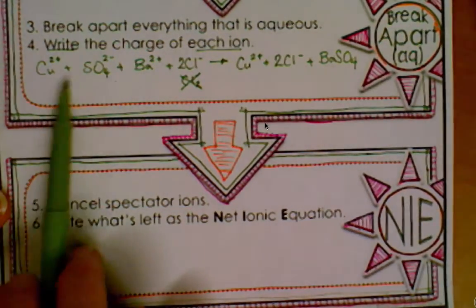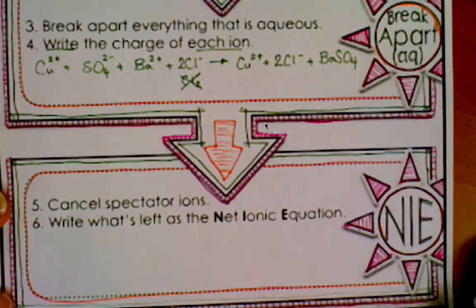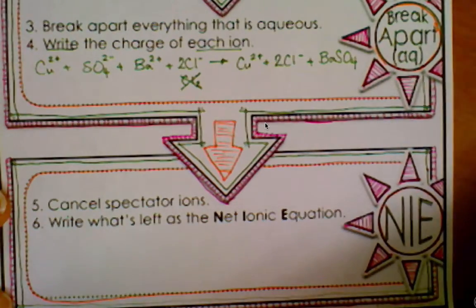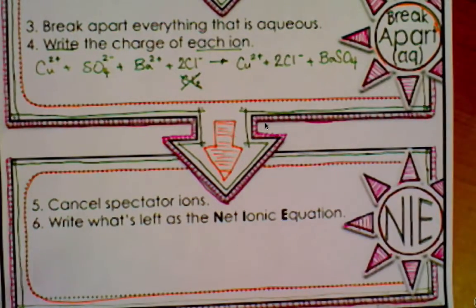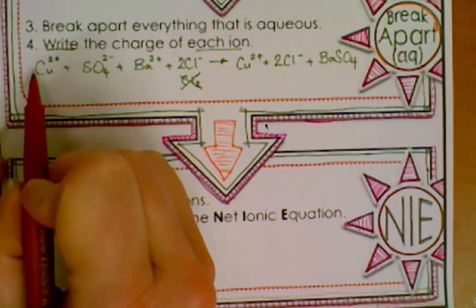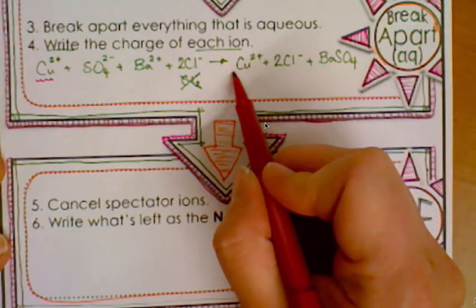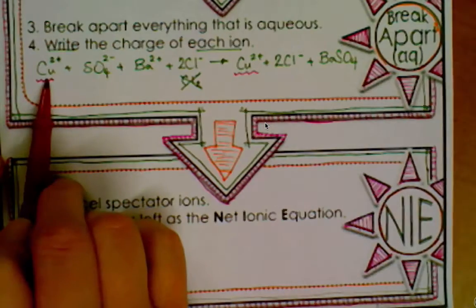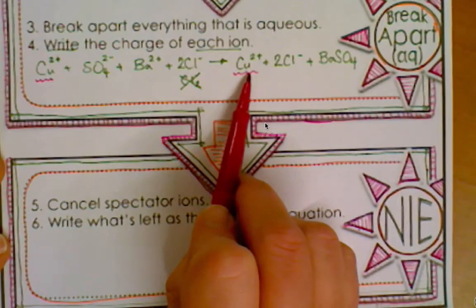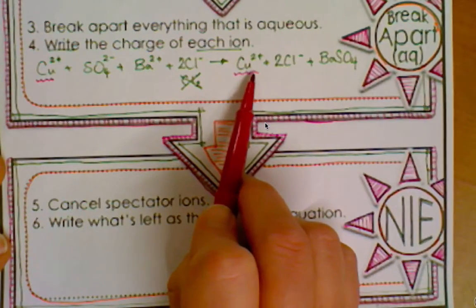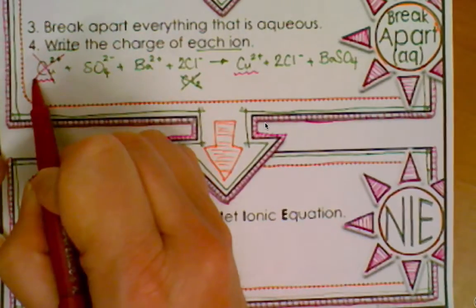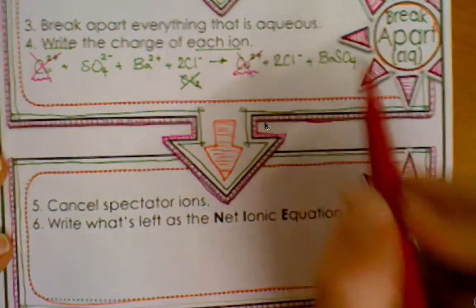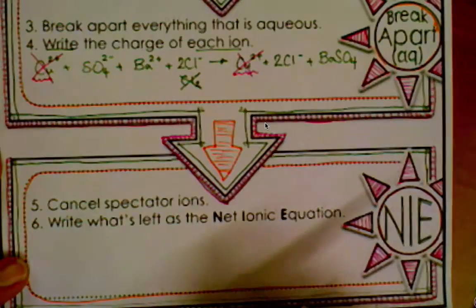Okay, our next step is to cancel out the spectator ions. So that means up here, the ions that are the exact same from one side to the other, those are spectator ions because they didn't do anything. For instance, look at copper. Copper is copper 2 on this side, and it's still copper 2 on the other side. It didn't do anything, so I'm going to cross it out because it didn't change its form.